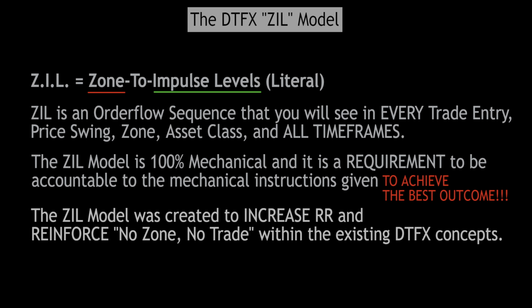So the zone to impulse model is literal to its name. Zone to impulse is an order flow sequence that you see in every single price swing. Every chart will show it. Every asset class, you will see it on. All time frames, you will be able to see it. And the best place to trade them from are what? Zones. It's in its name.